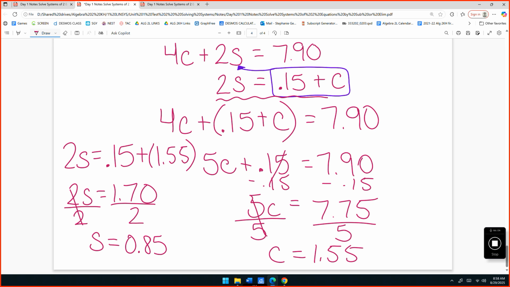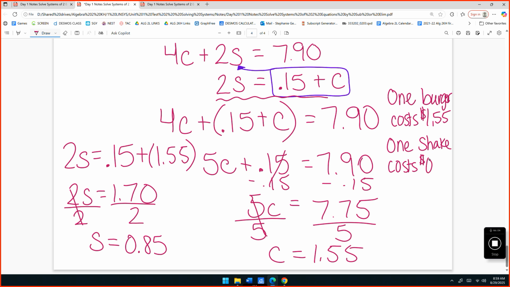So 1 burger, I'm just going to abbreviate because I don't have a lot of space, costs $1.55. So now I bring my dollar sign out because I'm answering the question, right? And 1 shake costs 85 cents. With the dollar sign, $0.85. Okay, that's how we communicate about money.